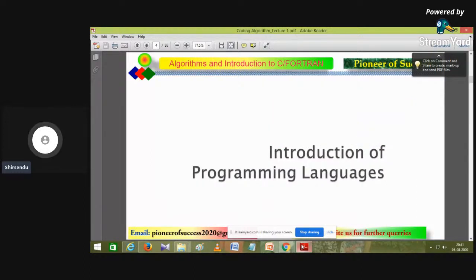Now I come to the main focus. This is the technical part of today's lecture. So we'll be learning programming, about the basic programming language.